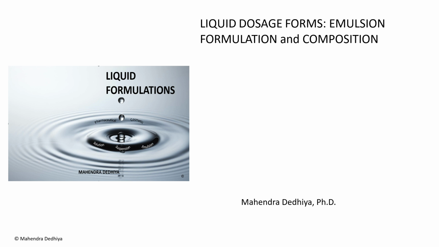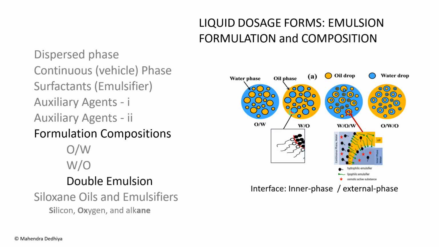This is the fourth submodule in this sequence on formulation and composition of emulsions. In this submodule, we will look at double emulsions, or emulsion of an emulsion. The concept is unique in the sense that an emulsion of oil and water is emulsified again into oil, water, and oil. Similarly, an emulsion of water and oil is emulsified again into water, oil, and water.